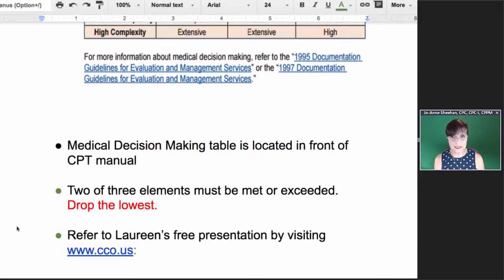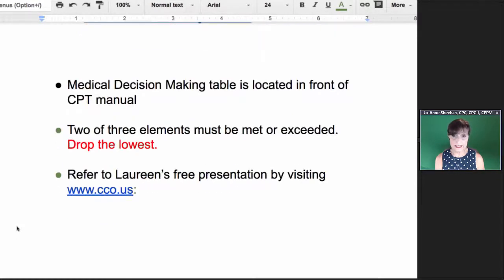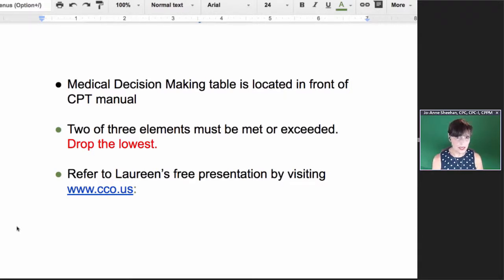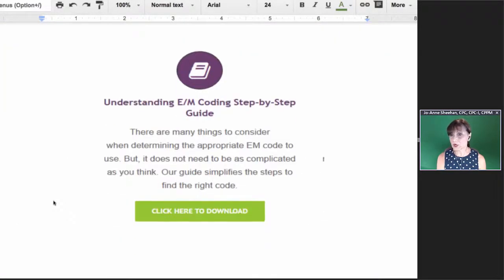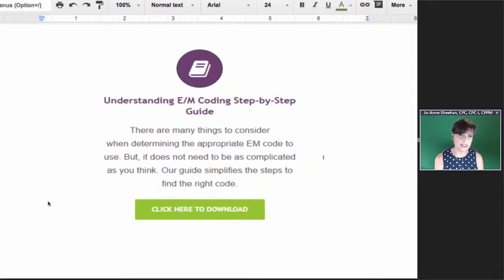But the medical decision-making table is located in the front of your CPT manual, and as we learned from Lorene from her E&M presentation, when you are working with medical decision-making, 2 of 3 elements must be met or exceeded, and you always drop the lowest. And if we go to the cco.us, we can move up a second, and there is the EM coding step-by-step guide, and the medical decision-making explanation is incorporated into this, and that will also help you to determine what level of medical decision-making you would need.